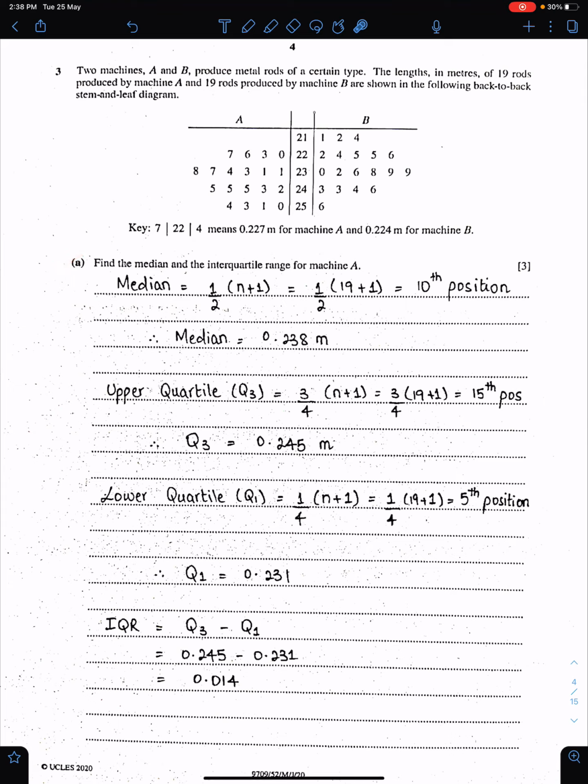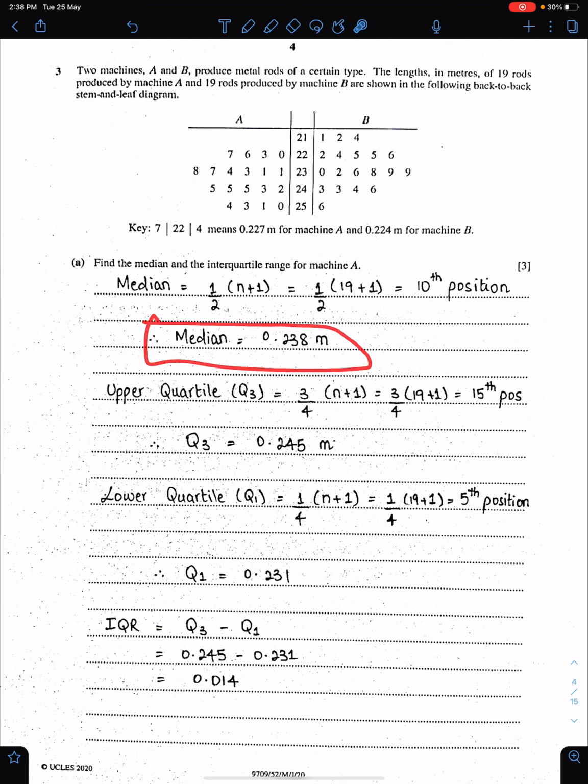Part A. Find the median and interquartile range for machine A. This is the formula of median, half n plus 1, observation. Since n is 19, therefore median is the 10th position, and this is the 10th position. 1, 2, 3, 4, 5, 6, 7, 8, 9, 10. So you need to read this number as 0.238 meters.